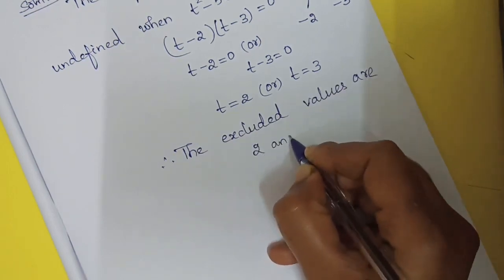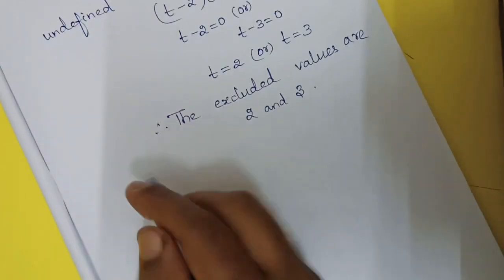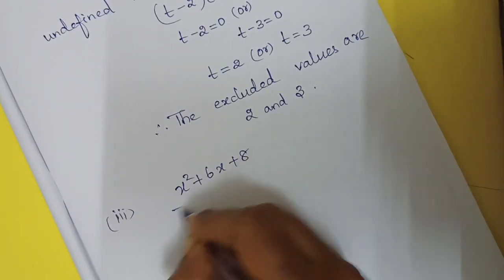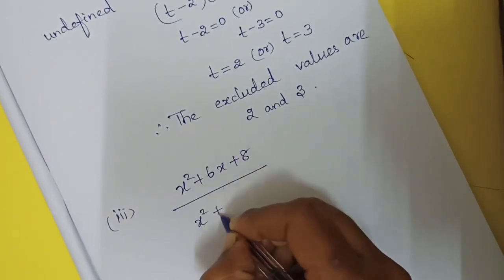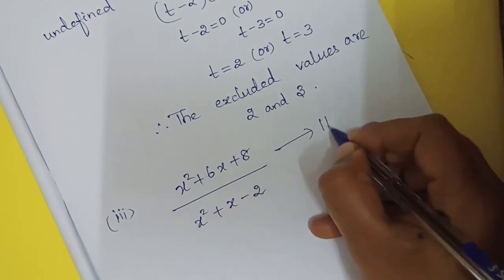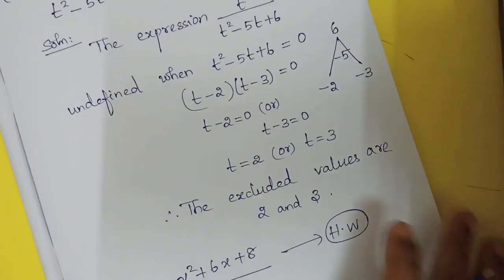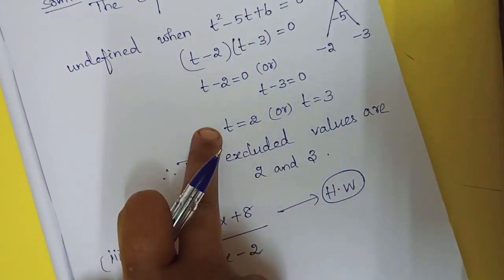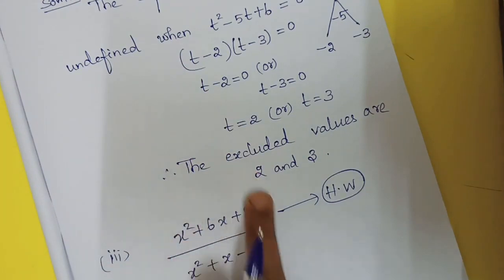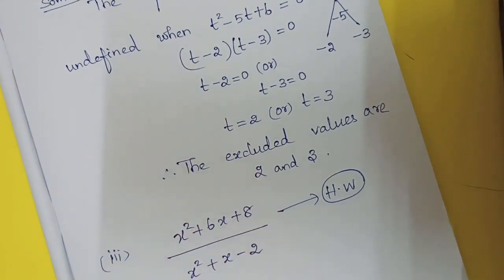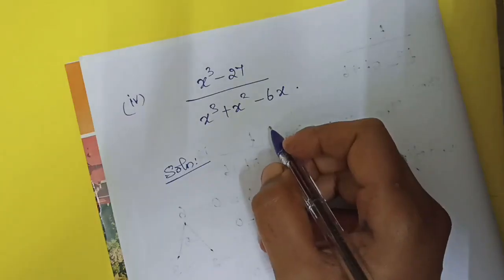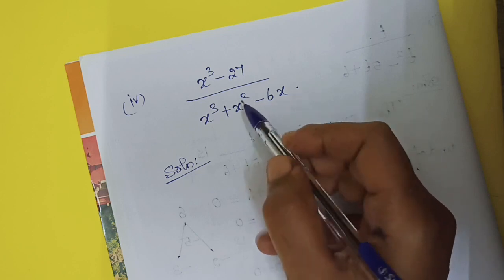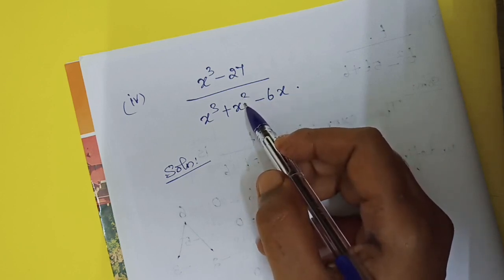Okay. The third problem: x square plus 6x plus 8 divided by x square plus x minus 2. You can do this problem as homework, with the same method. Put the denominator equal to 0, factorize it like this, and then find the excluded values. Very simple problem. Try this at home. See, one more interesting problem is waiting for you. Listen, the last problem in this exercise.